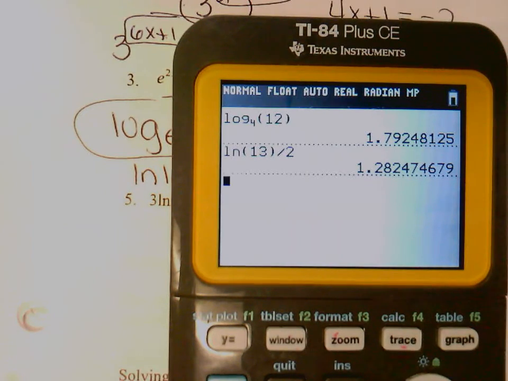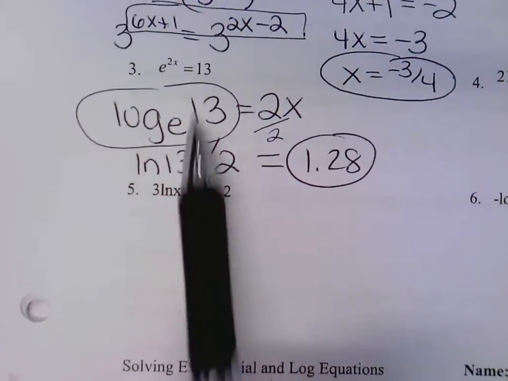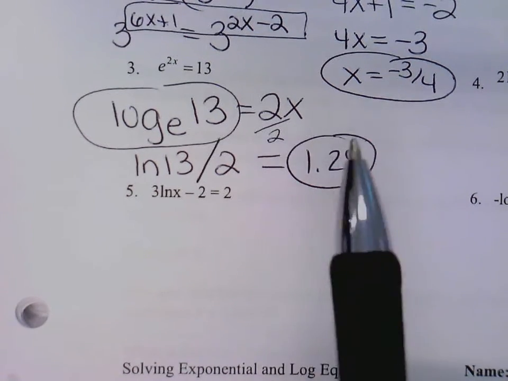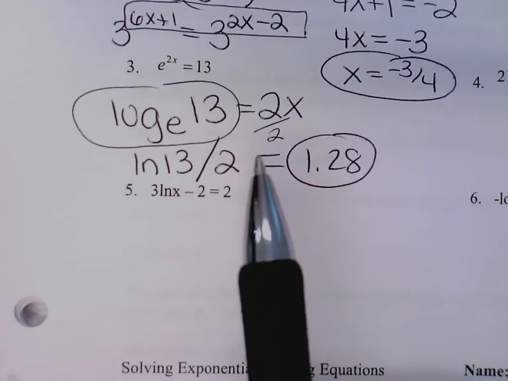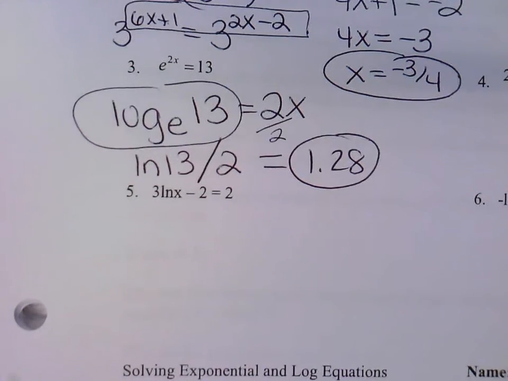This would be a test question, but you'd have to use a calculator. So it's not going to be on tomorrow's quiz because you will not have a calculator on the quiz. But number 4 could be a quiz question.